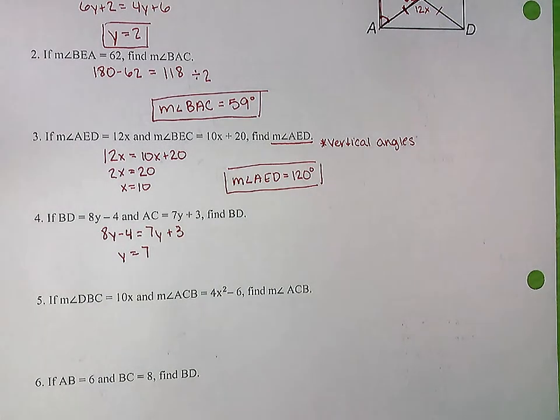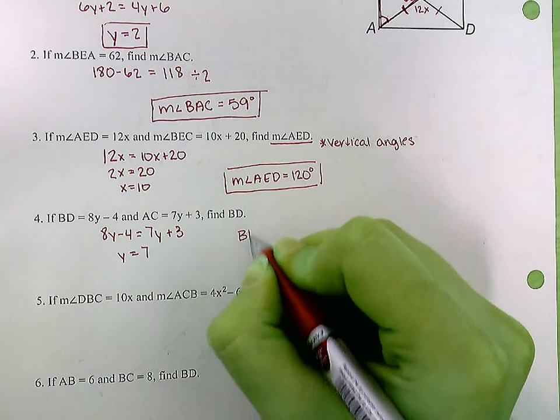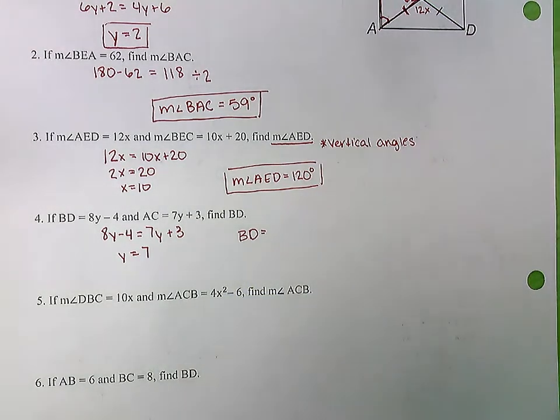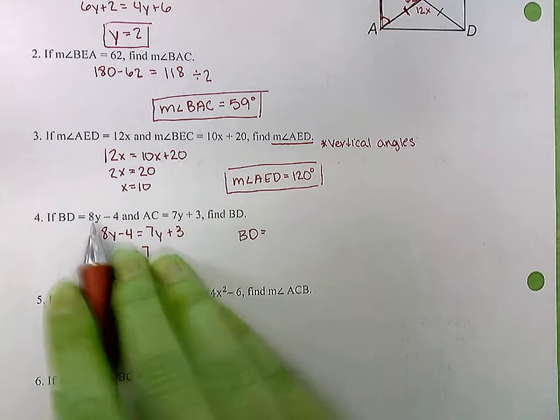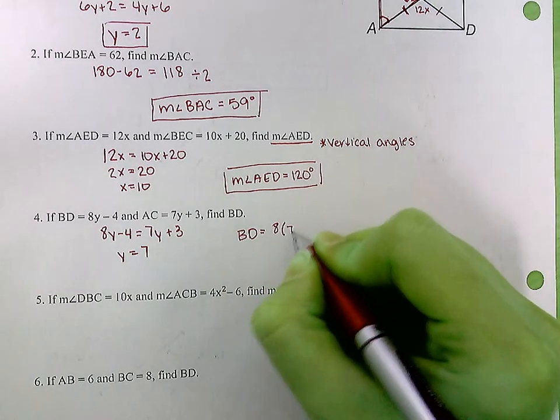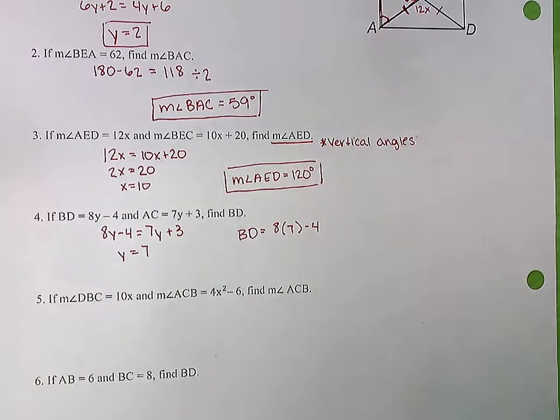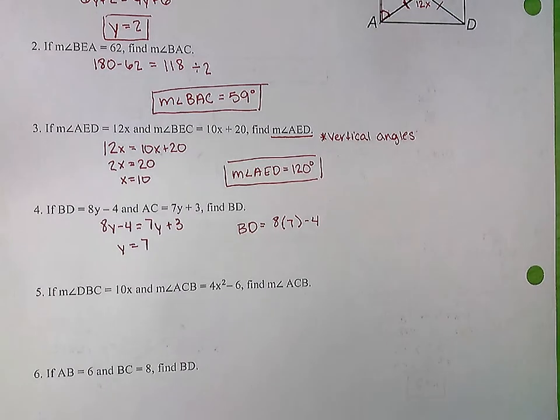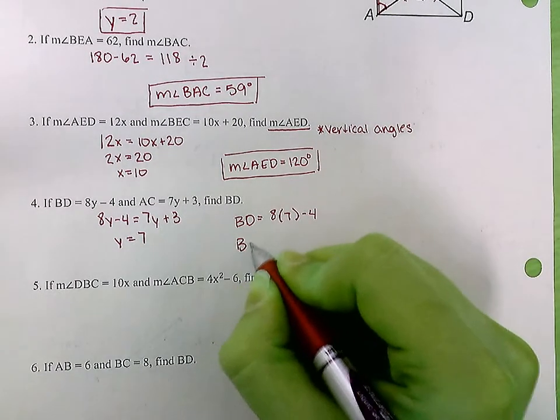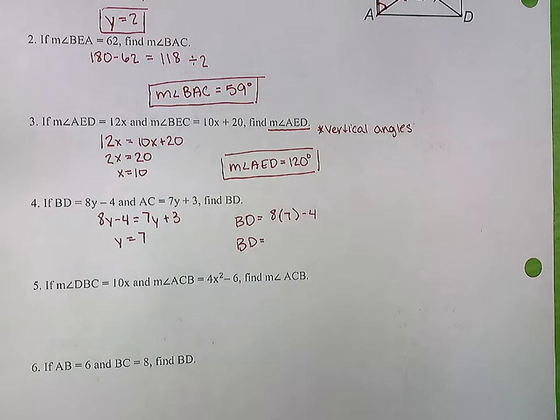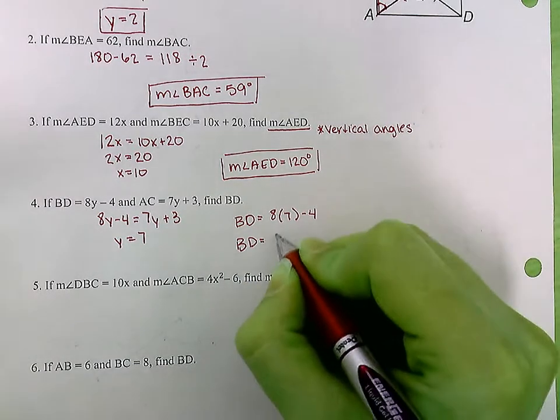Now I do want to find what BD is. Okay, so I can plug in 7 for y. So we have 8 times 7 minus 4. So BD will be equal to 52.